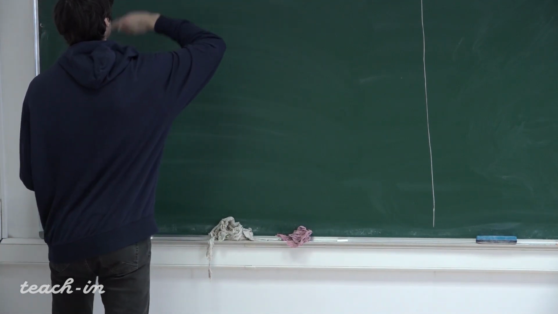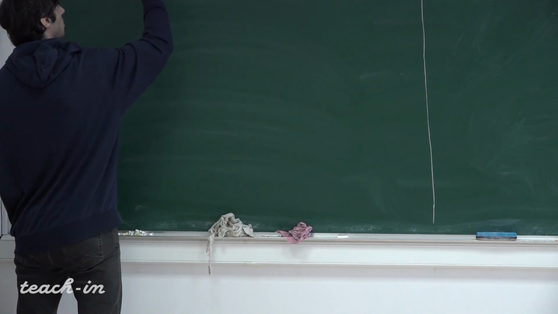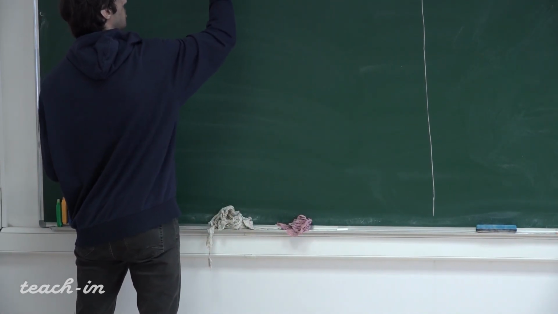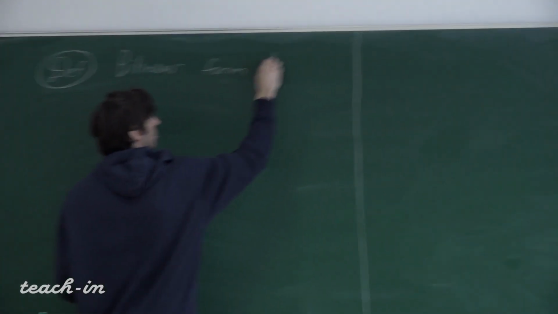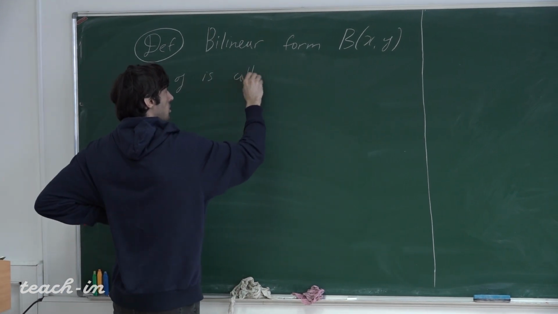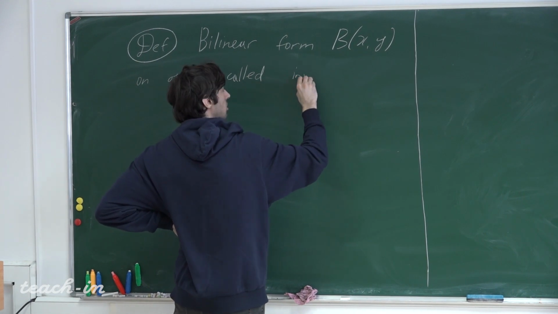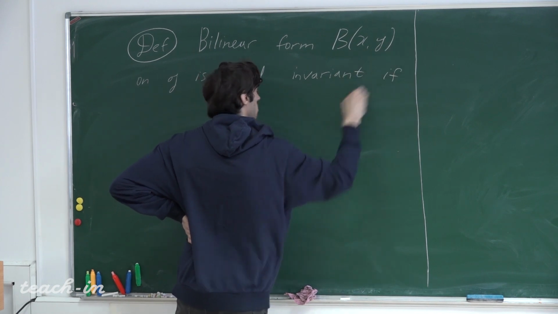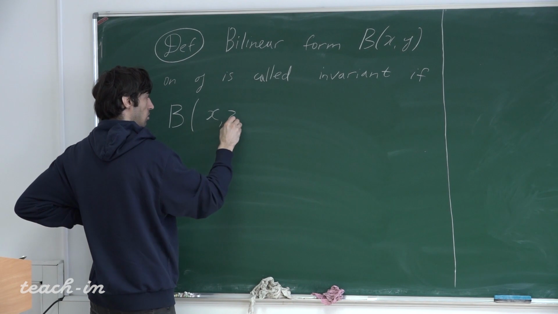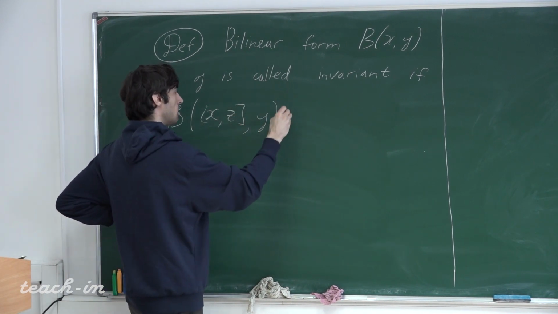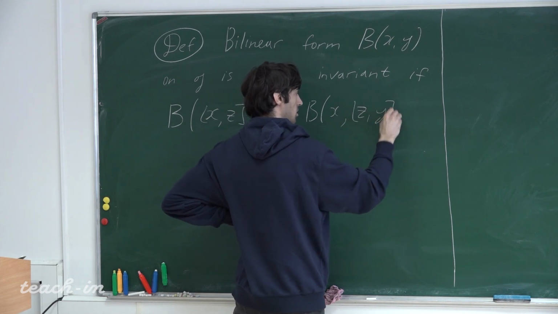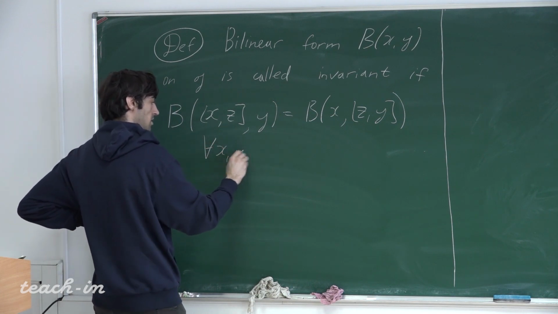So by definition, a bilinear form B on G is called invariant if the following thing happens: B of the commutator of x and z with y is the same as B of x with the commutator of z and y. This is for every x, y, and z in G.